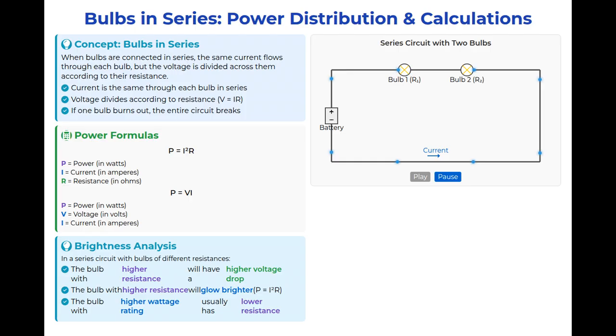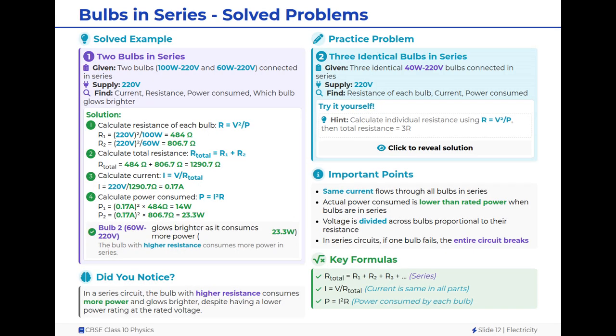Let's apply this to bulbs in series. Since the current is constant for all of them, their brightness will depend on their power dissipation, which is given by P equals I squared times R. Now this means a bulb with a higher resistance will dissipate more power and, yep, it'll glow brighter in a series circuit. This is a really common point of confusion, so just take a moment to absorb that.